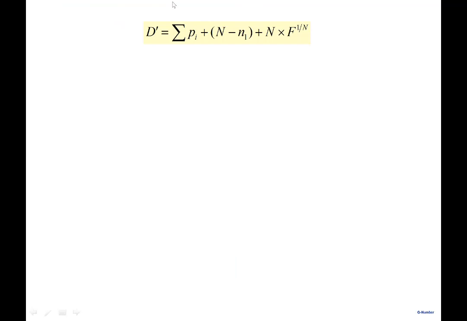So the issue is now, let's say D dash is sigma pi plus n minus n1 plus n into f to the power 1 by n. And now note that what is variable is n here. F is fixed for the design, n1 is fixed, the sigma pi is fixed, and all that is under my control is n. So then, to find out what is an optimum number of n, I take the derivative with respect to n and equate it to 0. And when we do that, we get this particular condition.